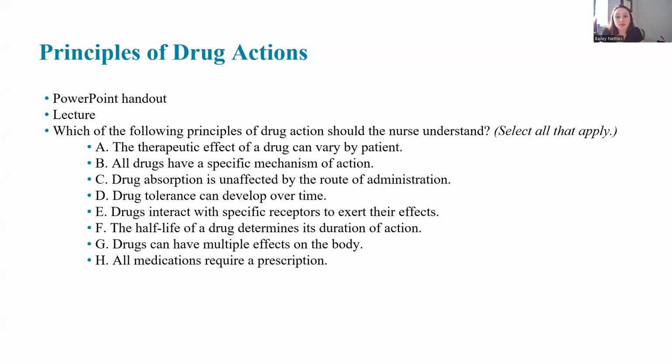The half-life of a drug determines its duration of action. That is false. Your half-life determines how long it takes to metabolize and excrete it, and when you need another dose. Duration is just how long the therapeutic reaction lasts. You could still have peak levels, but if you've used all the drug, you may still have some of the effects. So they don't really talk to each other.